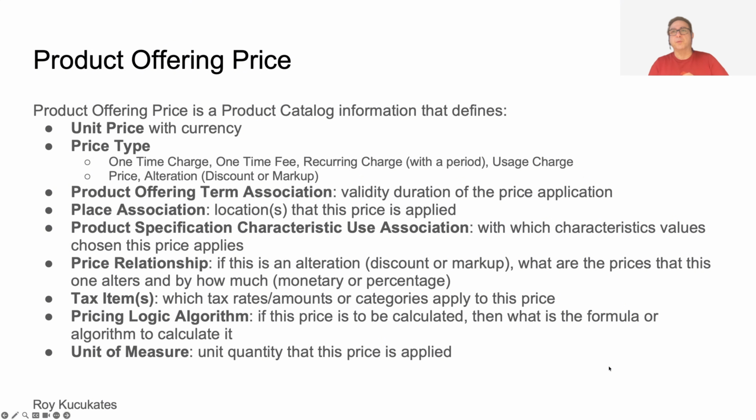Let's start with the product offering price, which is a special schema used in the product catalog that contains a couple of properties. One of them is the unit price with currency and the price type, which is extremely important. We can have different price types.